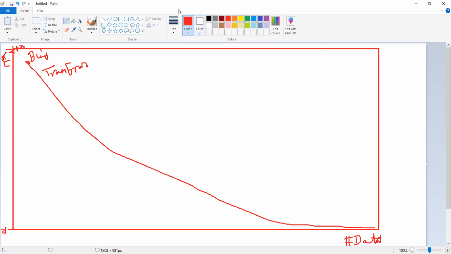But your test error will generally be higher. Let's say this is where you start with variance. Variance will also start decreasing. After a certain point, this will start increasing.